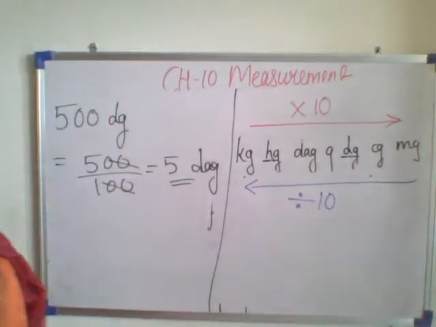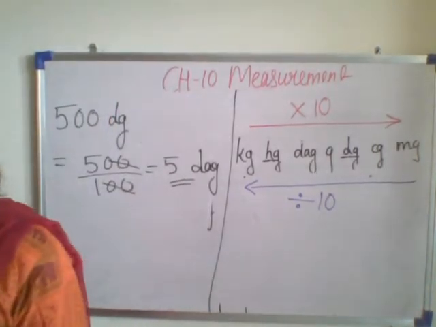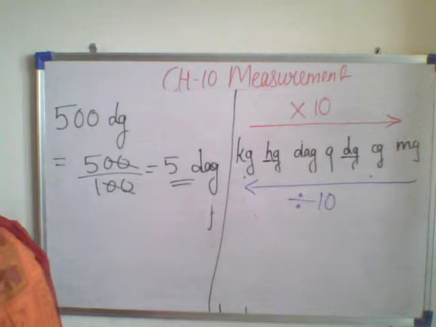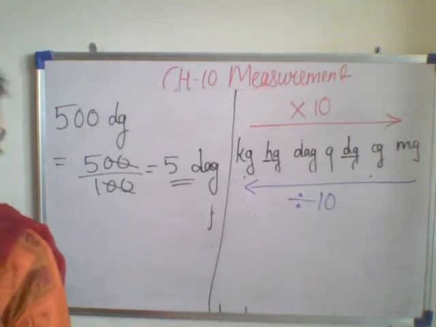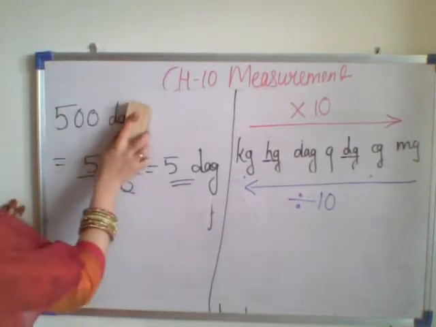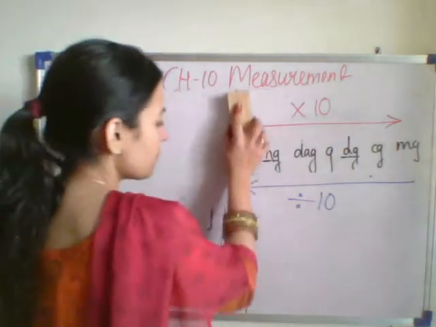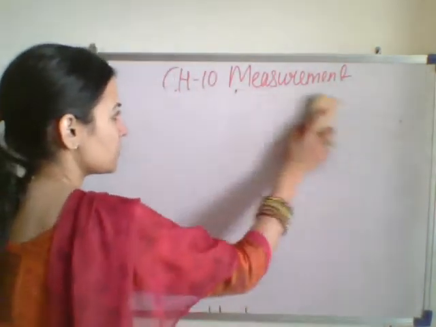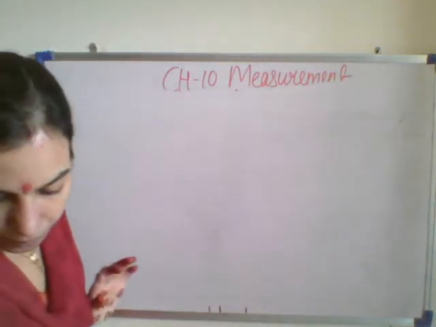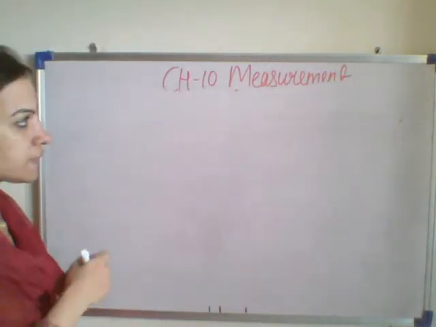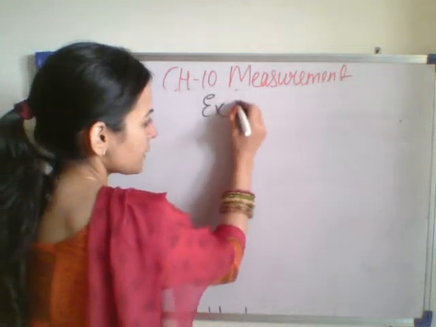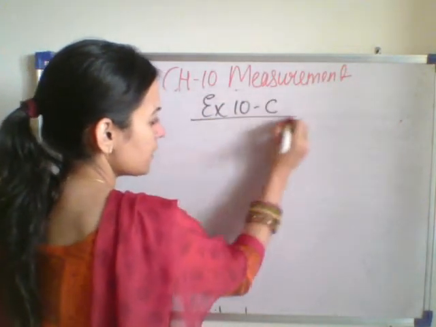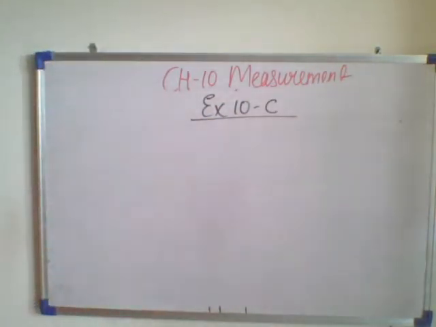Now let us do some of the word problems which are given in exercise 10C. It is on page number 147. On page number 147, some of the word problems are given. So let us do those word problems, exercise 10C.